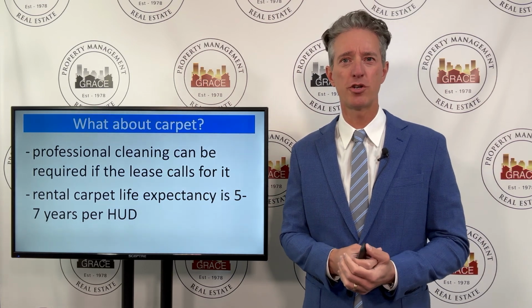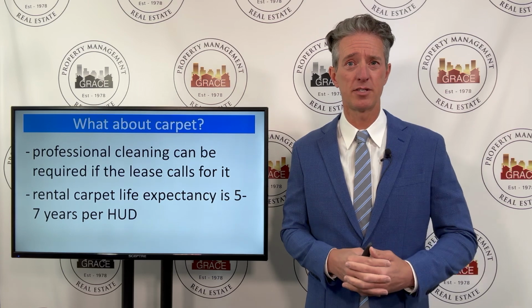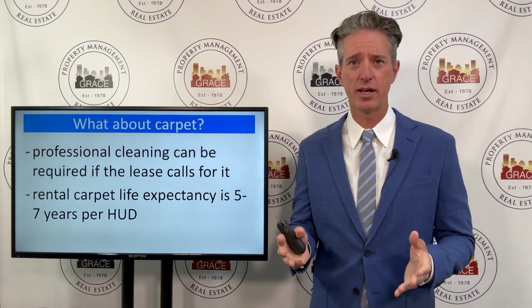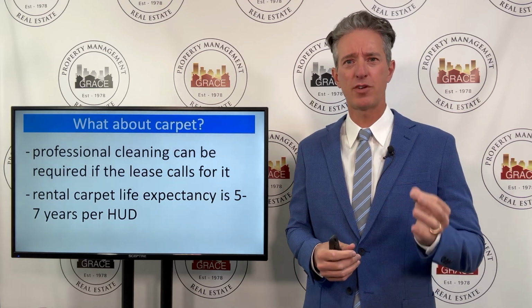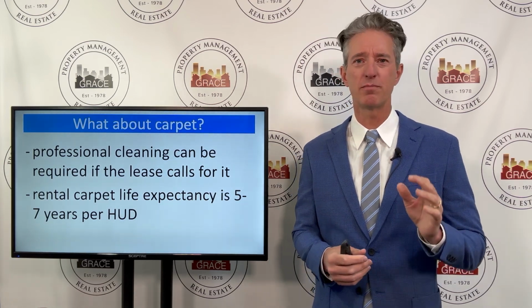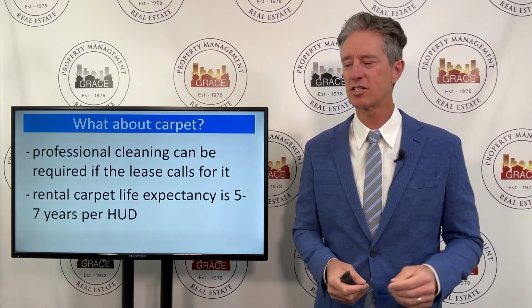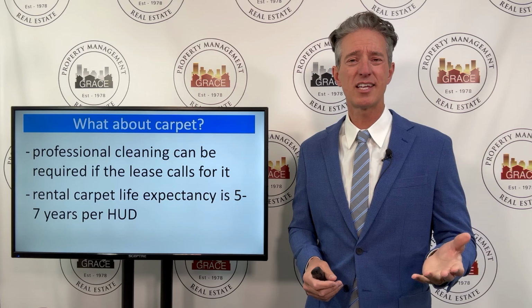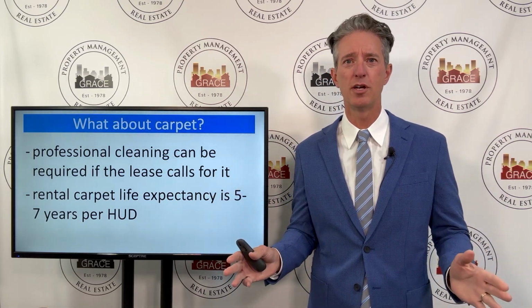In any charge for damages, the life expectancy of the item must be taken into consideration. Now what HUD would say, HUD gives some guidelines around expected life expectancy for carpet. Now they don't drill down to an exact amount of time, but what they say typically is life expectancy of carpet is going to be somewhere in that 4, 5, all the way up to 7-year range. But they get more nuanced.